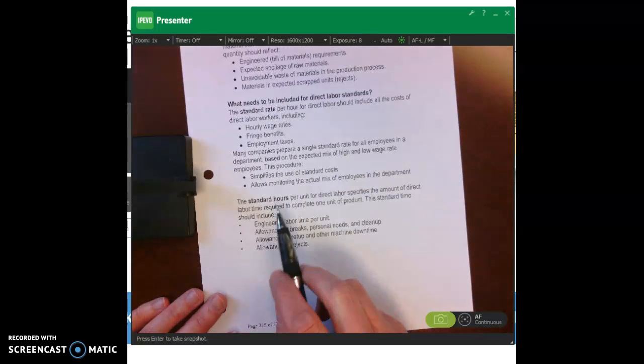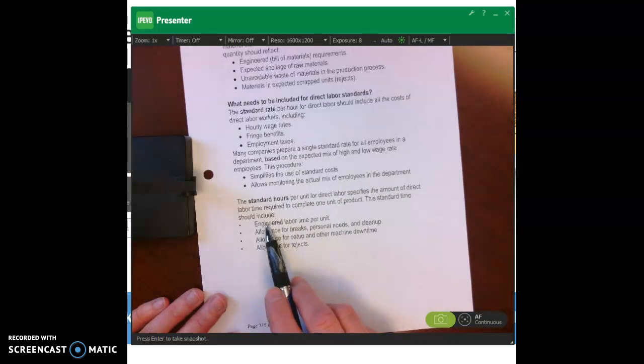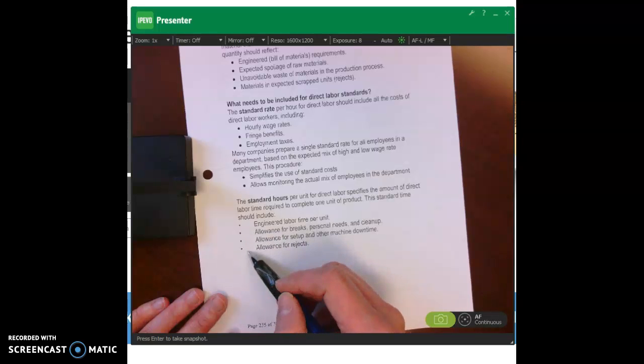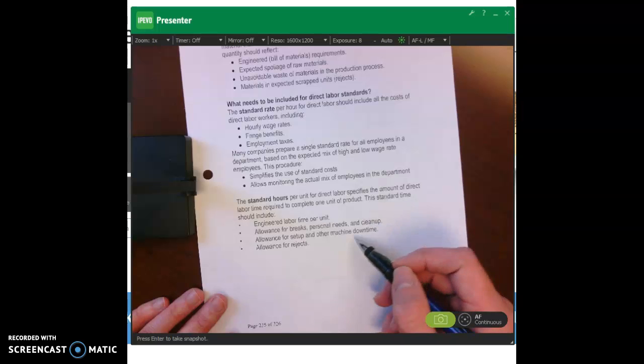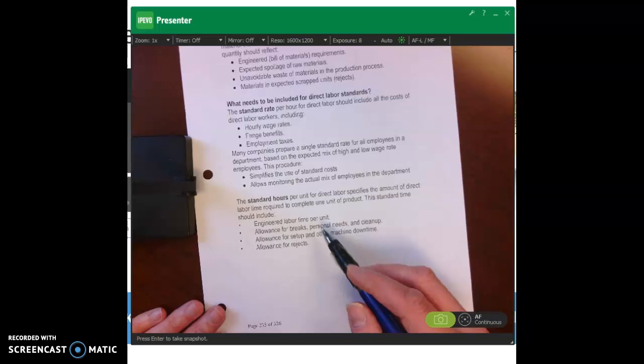In terms of how we get to the standard hours per unit of direct labor, how can we figure that out? Well, we ask, how much time should it take us to make a pizza, for example? But then we're also going to include any allowance for breaks, personal needs, cleanup, machine downtime, and also any rejects that we may have too.